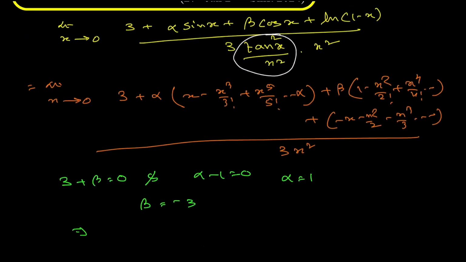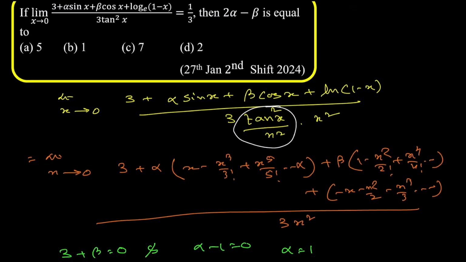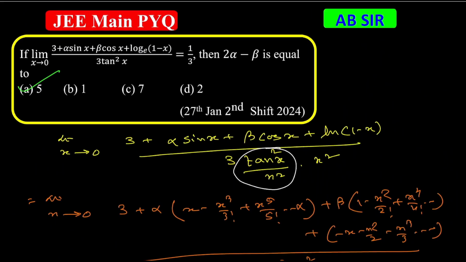But nowadays, series based questions are regularly coming. So be ready with this type of sums. So we are getting 2 alpha minus beta. So 2 into 1, that is 2, minus beta, that is coming to be 5. Therefore, everybody, the final answer is option number A. Now I am going to the next sum.